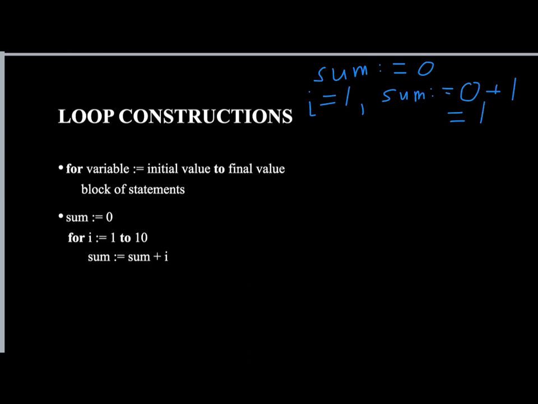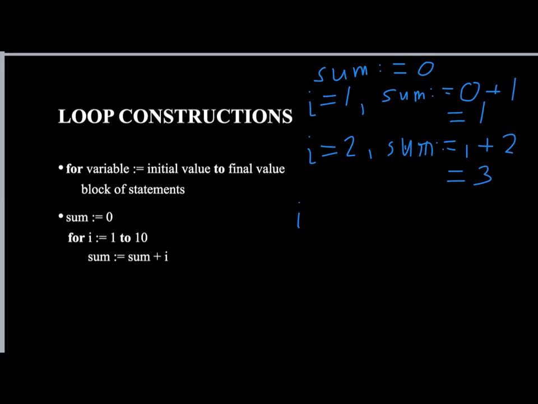So I get 1. And then when I is equal to 2, because remember I'm running all the values for I from 1 to 10. Okay, for I going from 1 to 10, I'm going to execute this. So when I is equal to 2, sum is going to be defined to be the previous value of sum, which was a 1, plus the current value of I, which is 2, so I get 3.